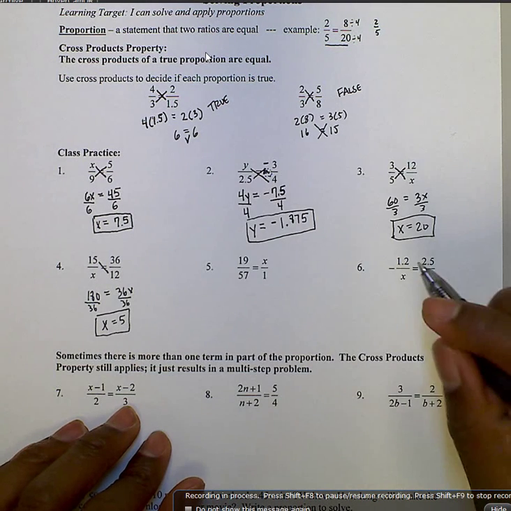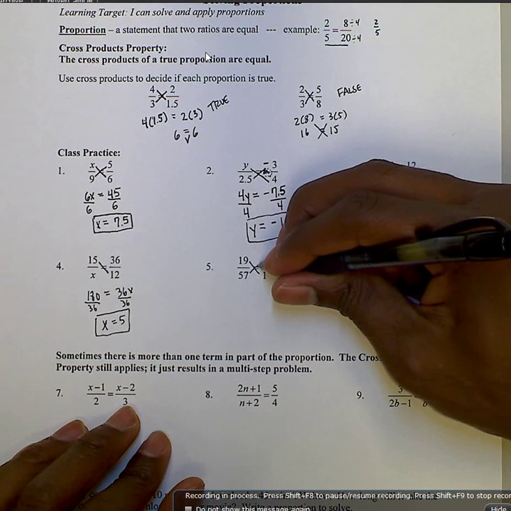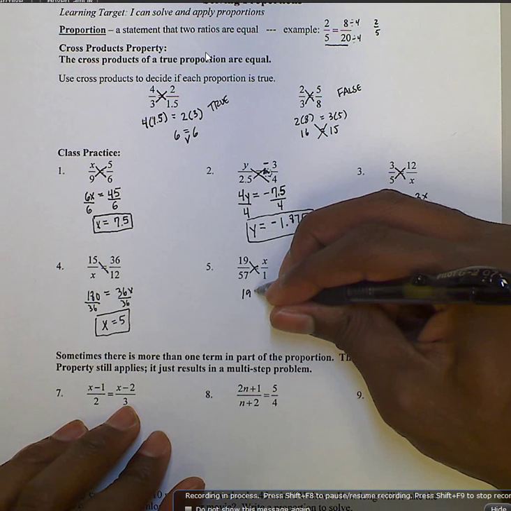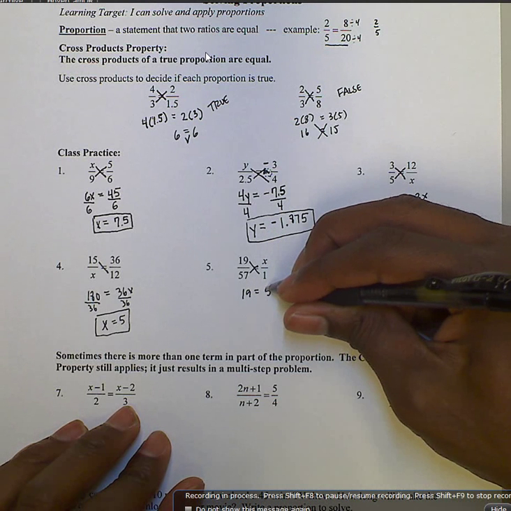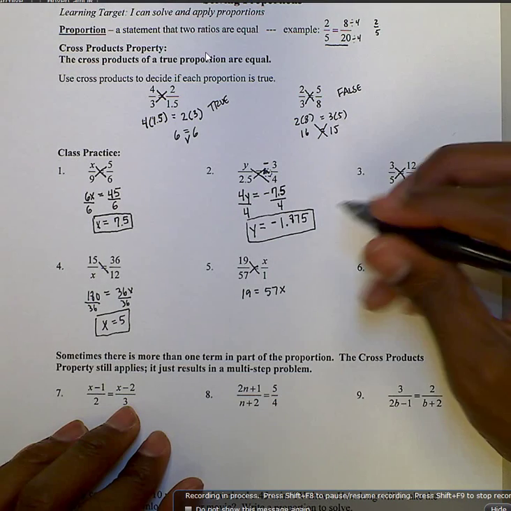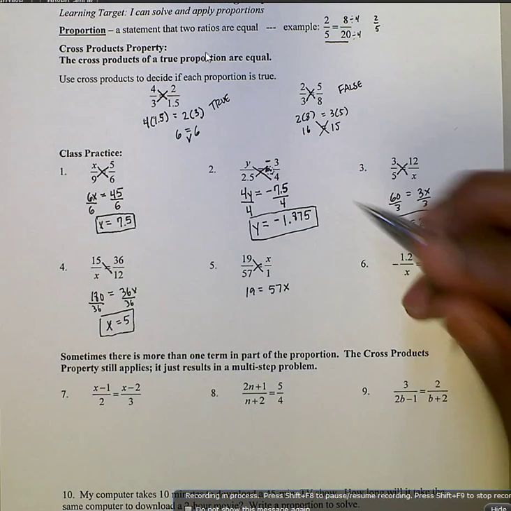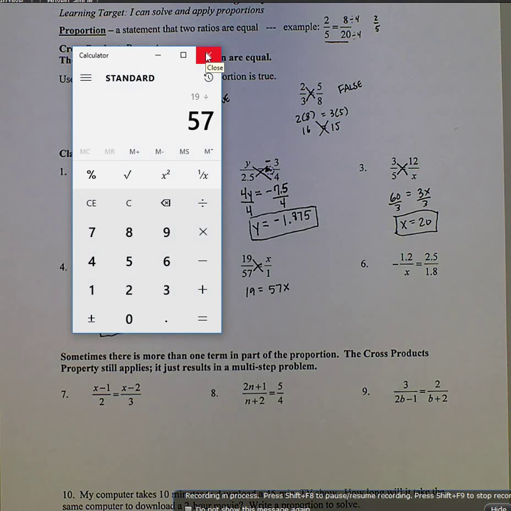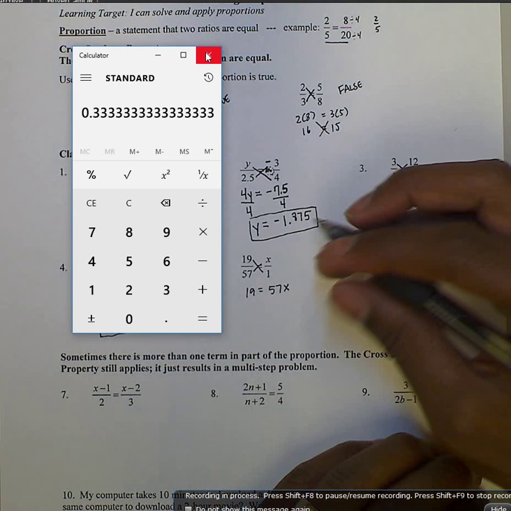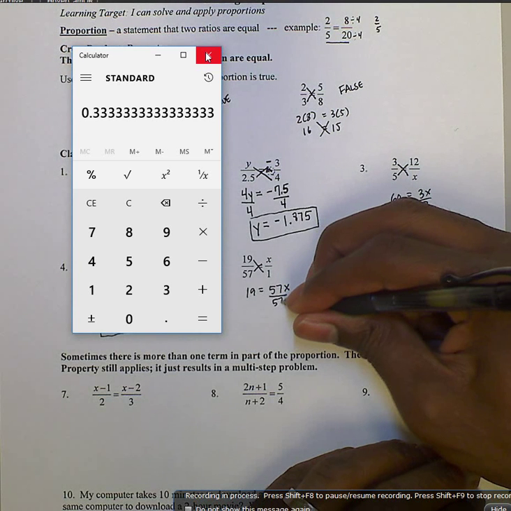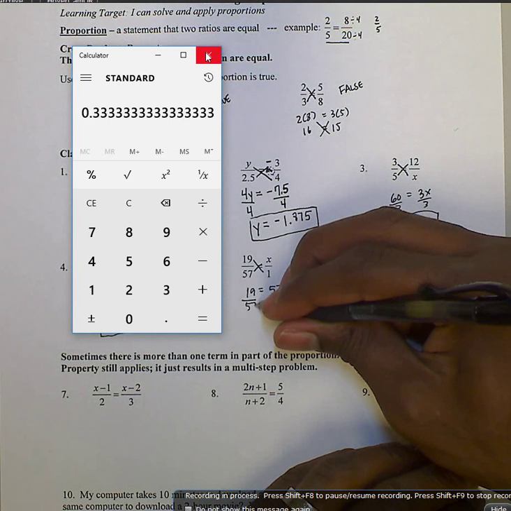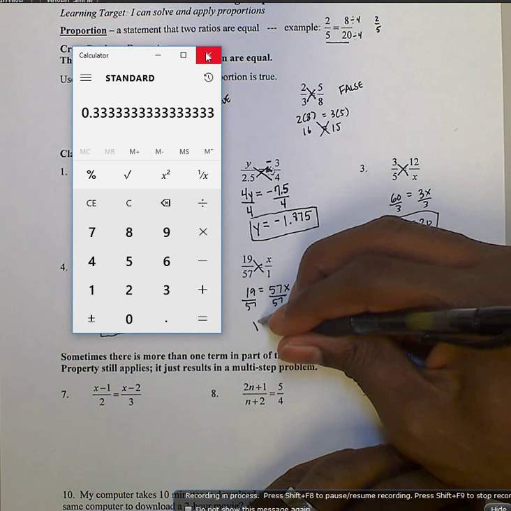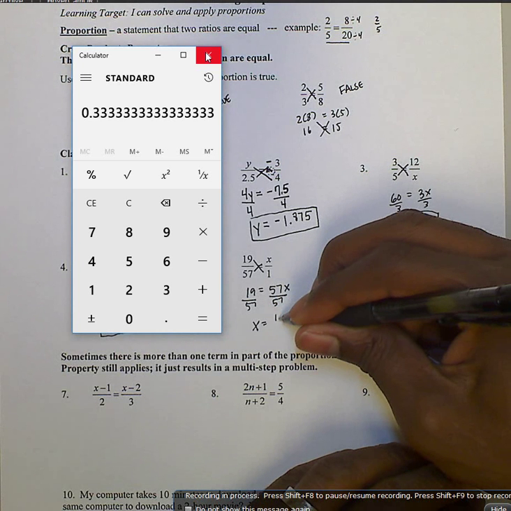Okay, here we have 19 equals 57x. Definitely need a calculator for that. 19 divided by 57 is 1/3. Oh, there we go. So x would equal 1/3, or 0.3 repeating.